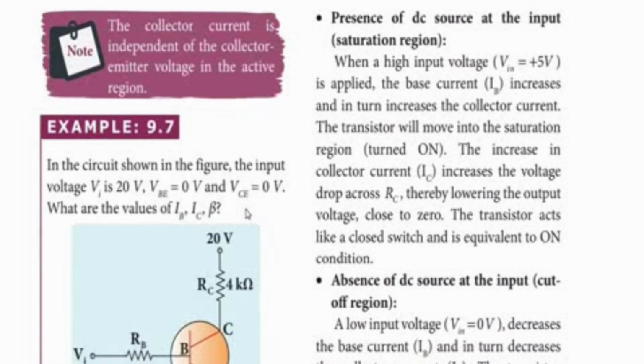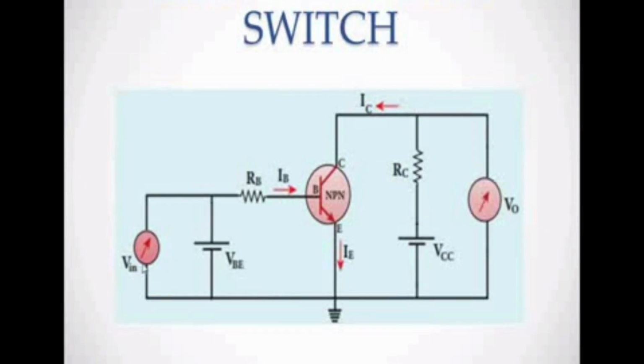First thing, presence of a DC source at the input, saturation region. In that region, Vin is the input current which is given to the transistor through the base, and IC is the collector current we can get from the collector. Initially we are giving a high input voltage through the base so that the transistor amplifies the signal.